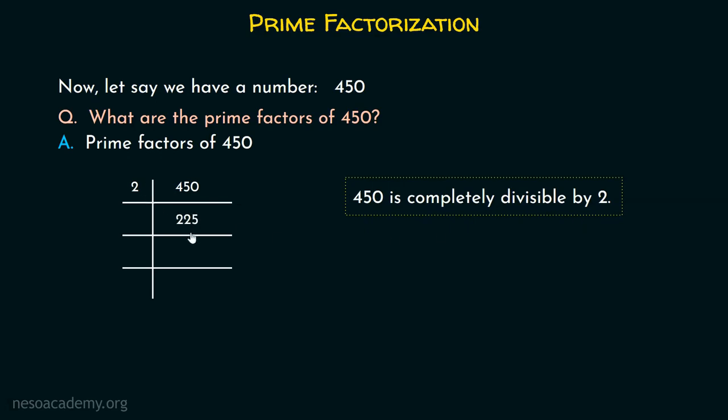And 2 multiplied by 225 gives 450. This is the quotient, right? So we can say that 2 is one such prime factor. After this, the next step is to divide this number by 2. But wait, we know that 2 is the prime factor of 450. We can actually push this element onto stack, isn't that so?